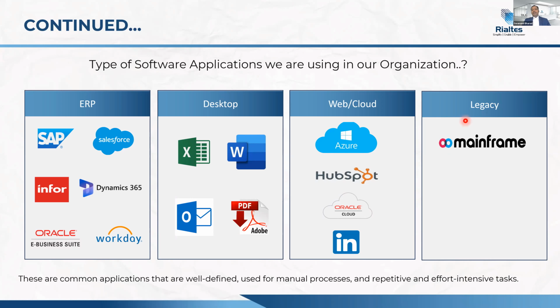In legacy applications, we have a number of mainframe applications. So mainframe is a very old technology where a number of applications were developed before, we can say, from 1960. So there are a number of applications still working in the market, and we can automate those mainframe applications using any RPA tool. So you can see here, these are the common applications that are well defined, effort intensive tasks and repetitively used for manual process. So we need to check whether these applications are available in our organization which we can automate.